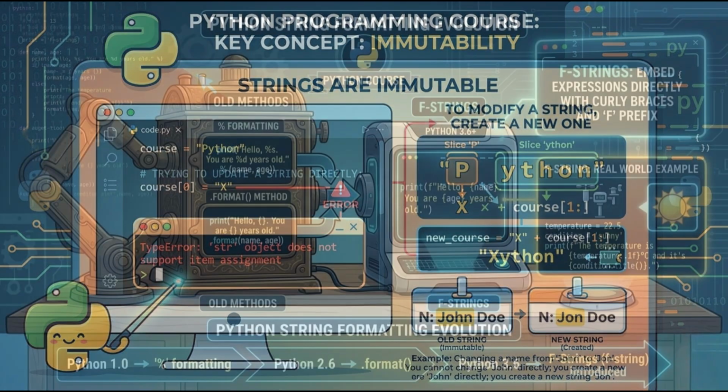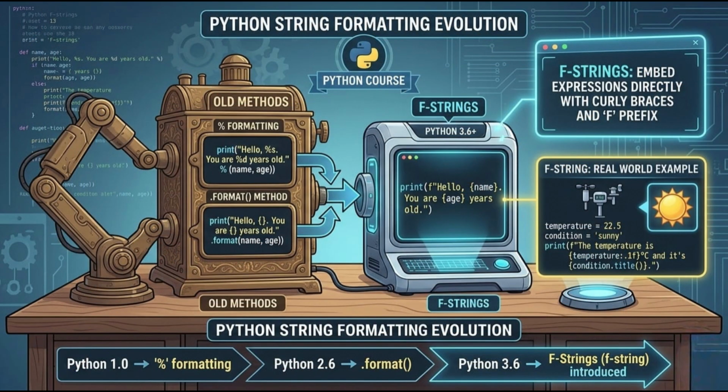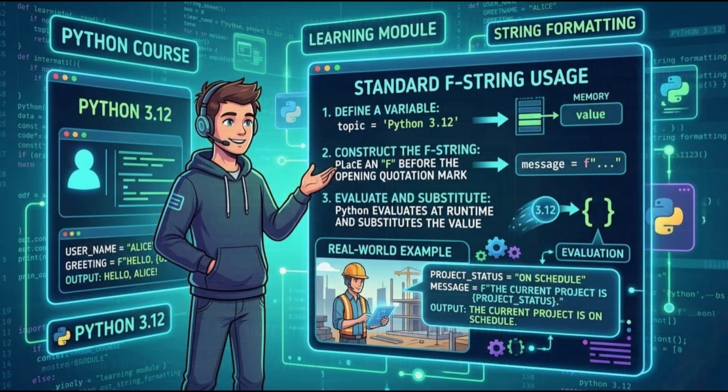Now let's pivot to string formatting, specifically the massive evolution of formatted string literals, or f-strings. Historically, Python used percentage formatting and the .format method, which were verbose and hard to read. F-strings, introduced in Python 3.6, revolutionized this by letting us embed expressions directly inside string literals using curly braces, prefixed with an f. Let's look at standard f-string usage before exploring the new Python 3.12 upgrades.